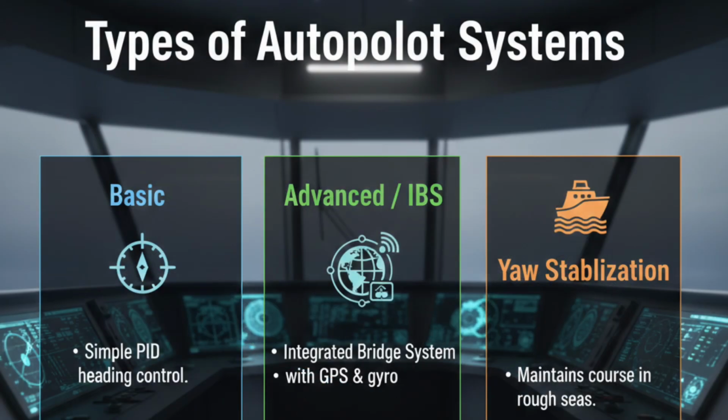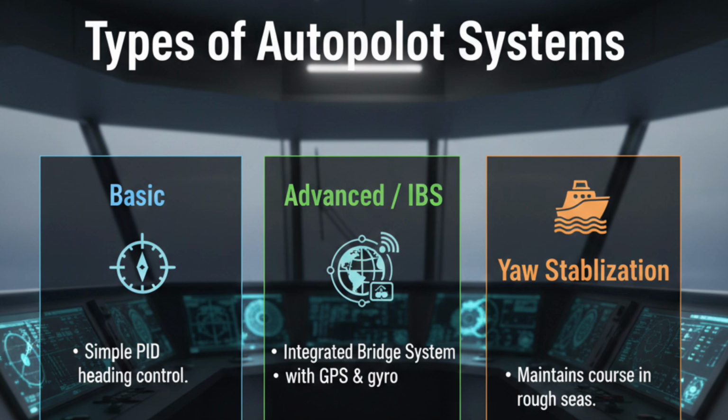Types of autopilot systems. Autopilot systems differ depending on vessel size, trade route, and operational requirements. The basic autopilot maintains heading using a simple PID loop and is suitable for smaller vessels or short voyages. Advanced systems, often integrated into an integrated bridge system, combine gyro compass data, GPS position data, and route planning software. These systems can automatically follow a predefined voyage plan, adjusting course based on waypoints.